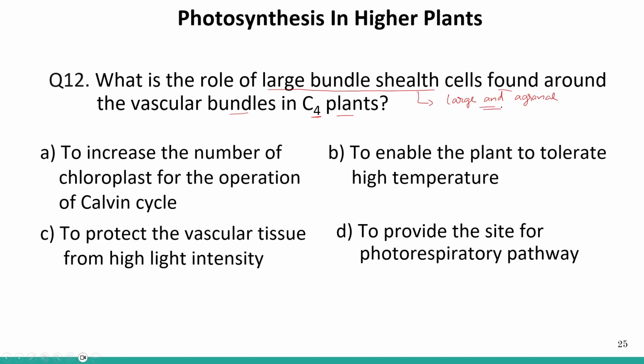Okay, so let's look at the options. First is to increase the number of chloroplasts for the operation of the Calvin cycle. Option B is to enable the plant to tolerate high temperature.